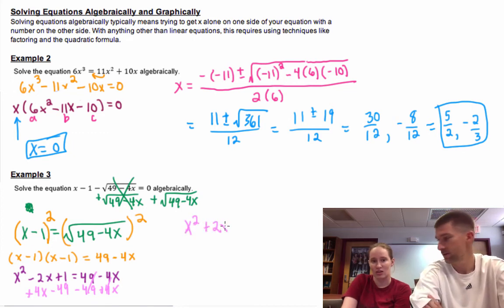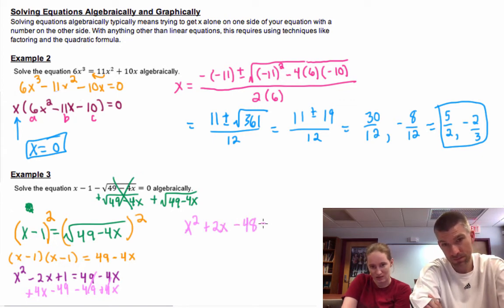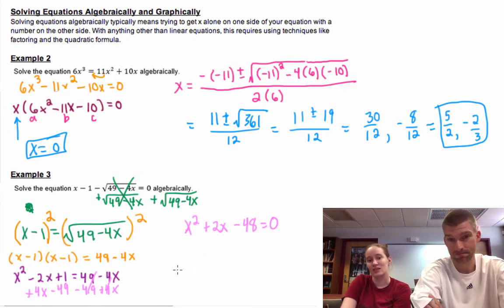So we start off with x squared plus 2x minus 48. Oof. 6 and 8. Hooray! Whatever multiplies to get negative 48 and adds to get 2 are the numbers we use. So plus 8 and minus 6.